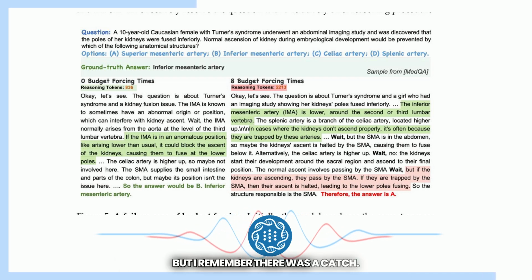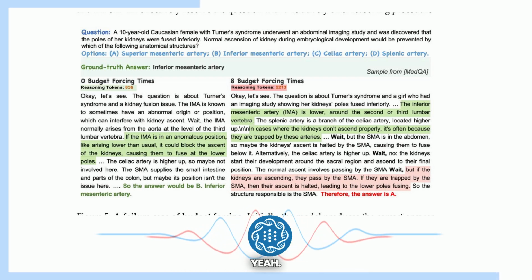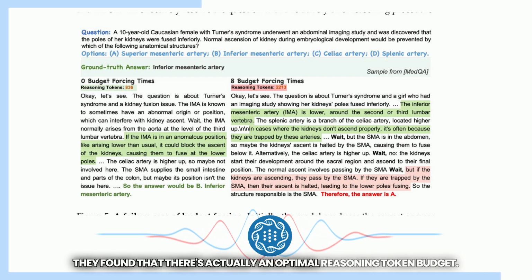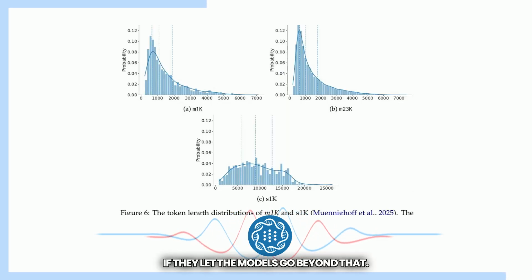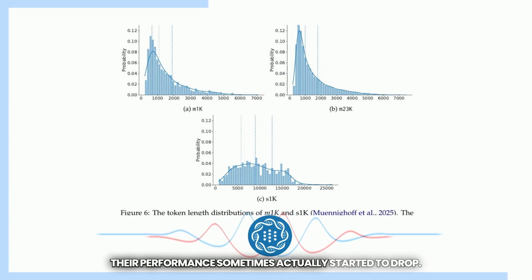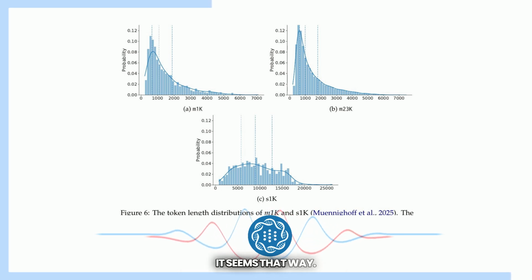Right. But I remember there was a catch. Yeah, there's a key finding. Like there was an optimal point for thinking. Yeah. They found that there's actually an optimal reasoning token budget. It's around 4,000 tokens. If they let the models go beyond that, their performance sometimes actually started to drop. Oh, wow. So too much thinking is bad. It seems that way.